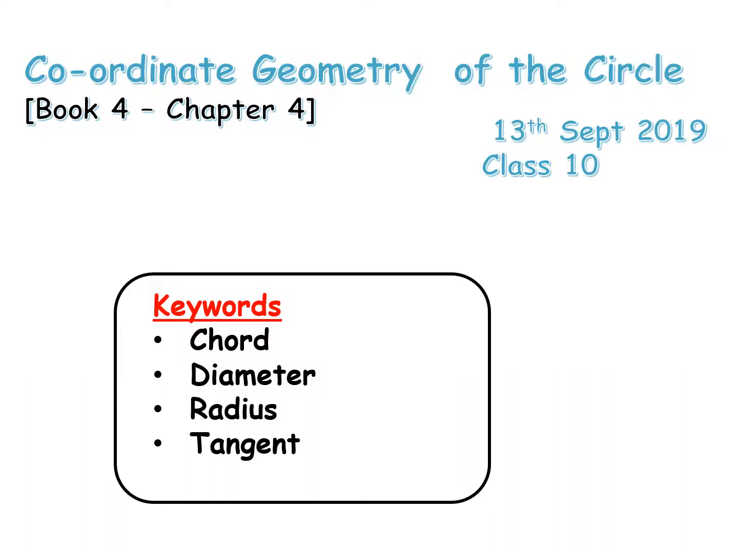We're talking about coordinate geometry of the circle. We're in book 4, chapter 4, so we're in Text and Test book 4, it's the originals. And we're 13th September 2019, class 10. So we're going to look at some of these words straight away: chord, diameter, radius, tangent.